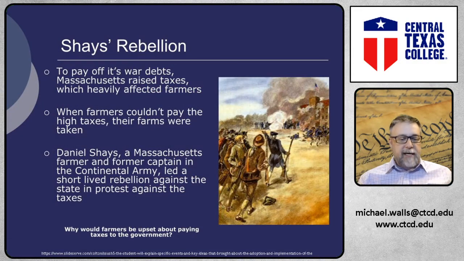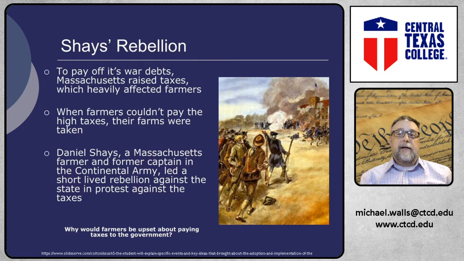So one of the examples that always gets used to explain why the Articles didn't work is called Shays' Rebellion. This is probably the worst example, but smaller examples are happening in other states. In Massachusetts, as in all the states, they're all super in debt, right? Massachusetts is particularly in debt because of closing Boston for a couple of years, and all this stuff. Of course, a lot of fighting took place in the region. And so every state's in debt.